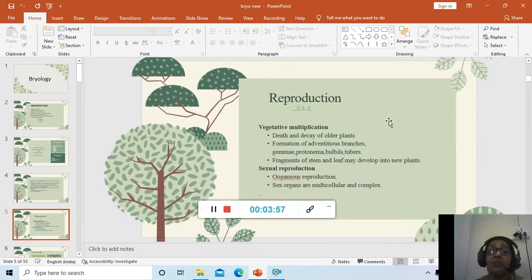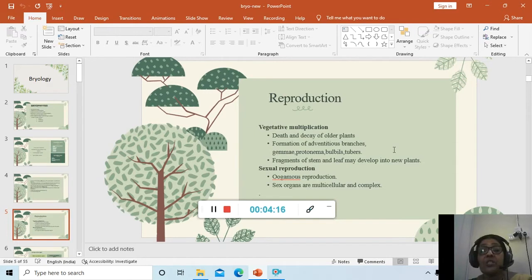The third method is fragmentation. The thallus fragments into small bits, and each bit can develop into a new plant. So these are the main types of vegetative reproduction in bryophytes: death and decay, formation of adventitious branches, and fragmentation.